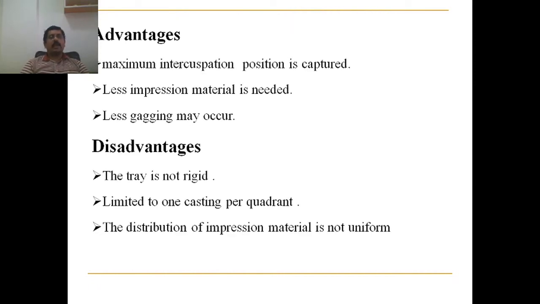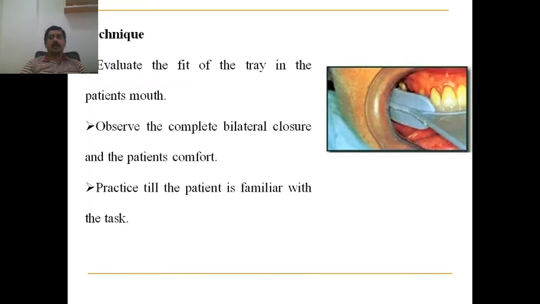There should be sufficient space distal to the terminal tooth in the arch to allow tray approximation. Advantages: maximum intercuspation position is captured, less impression material is needed, and there will be less gagging. Disadvantages: the tray is not rigid, it is limited to one casting per quadrant, and the distribution of impression material is not uniform. Here you can see the tray, and we have to keep it here. That's why I said we need space in the distal area for keeping this tray.